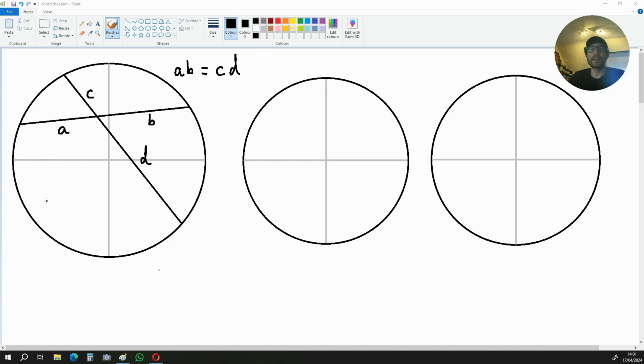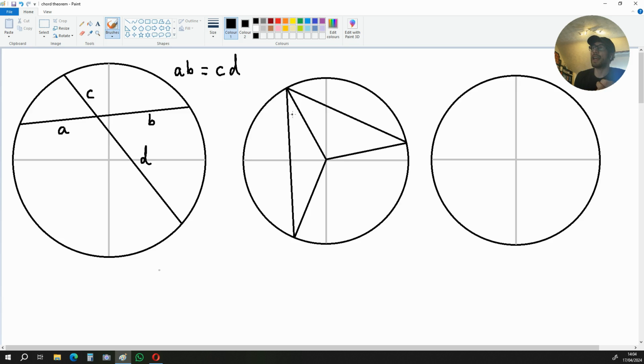Hi there, in this video I'm going to be showing you how to prove the chord theorem. Let's say we have two chords within a circle like so, where the segments are A, B, C and D. Well, it turns out that A times B is going to be equal to C times D. And in this video I'm going to show you how to prove this.